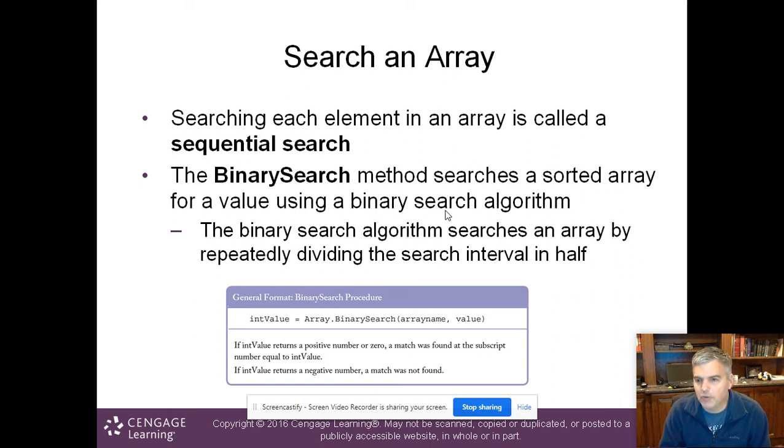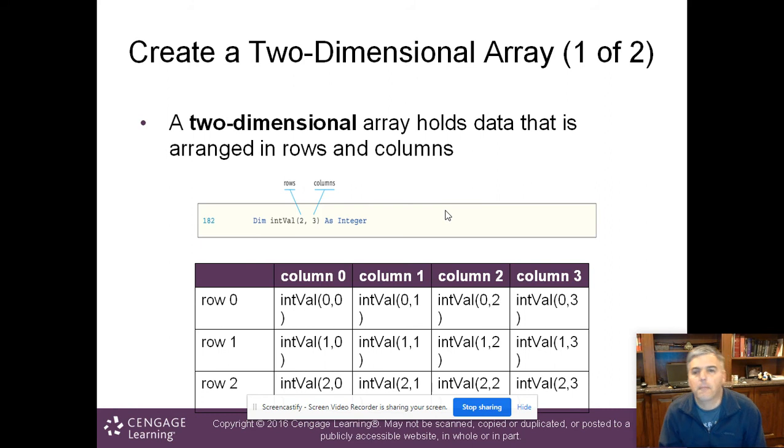So searching each element in an array is called a sequential search. The binary search method searches a sorted array for a value using a binary search algorithm. The binary search algorithm searches an array by repeatedly dividing the search in half. So you'd want to use that if you had a really large list of values. It just goes faster if you use a binary search. And the syntax for that is just Array.BinarySearch, the array name, and the value you're looking for, and then it returns the index of the value you were looking for, so you know where to go to get that.